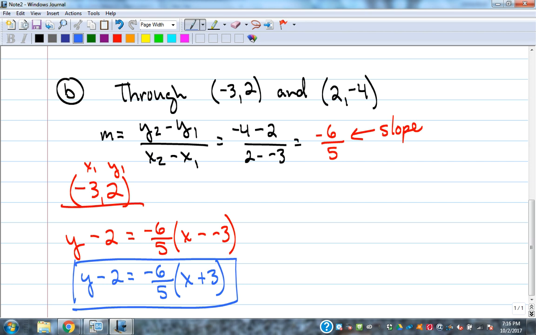Now, on the quiz or a test, I'll tell you which one to use. That way everybody's finding the same one, and you don't have two different answers. I'll tell you which ordered pair to use on the point slope form.